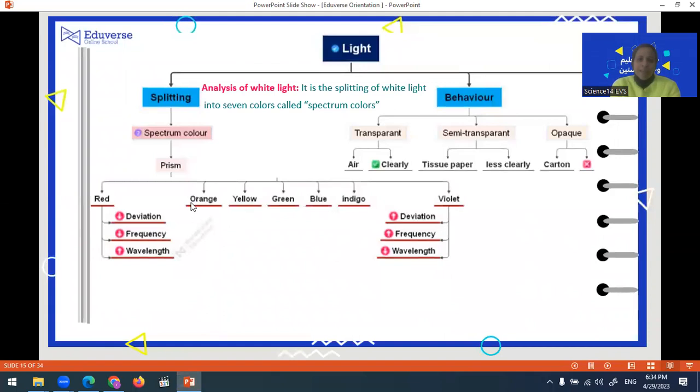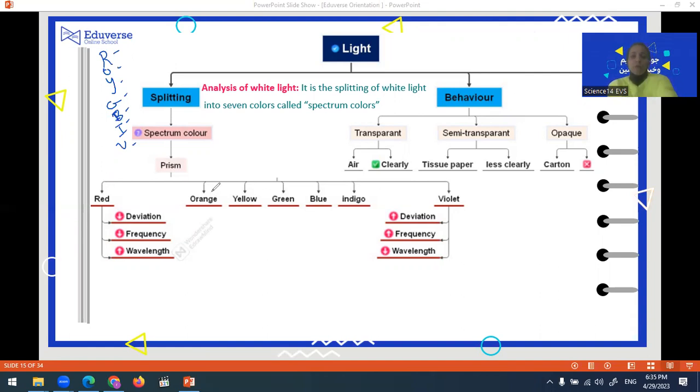Okay. Yani, for example, I love to tell you this. You can use the word ROY G BIV. It's the first letter of each color in their order. For example, this is red, orange, yellow, green, blue, indigo, and violet. So when the white light passes through the prism, it will give out the 7 spectrum colors, which are red, orange, yellow, green, blue, indigo, and violet.